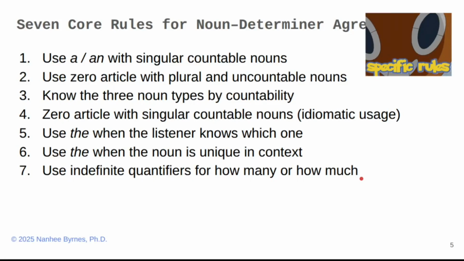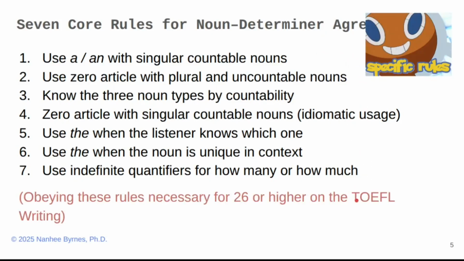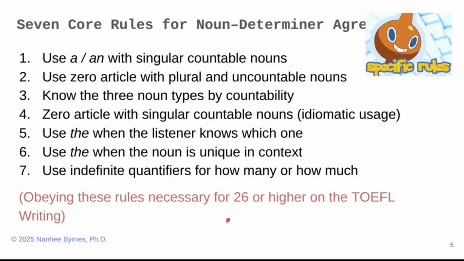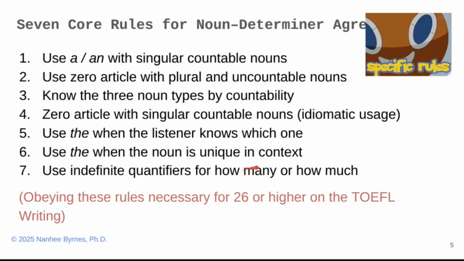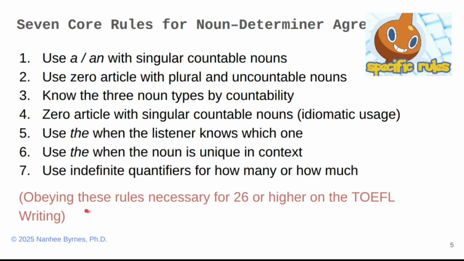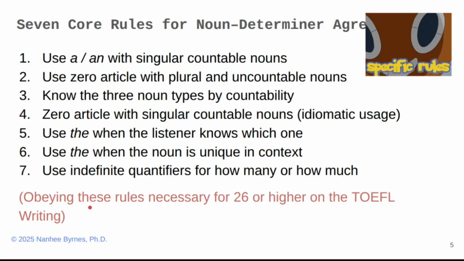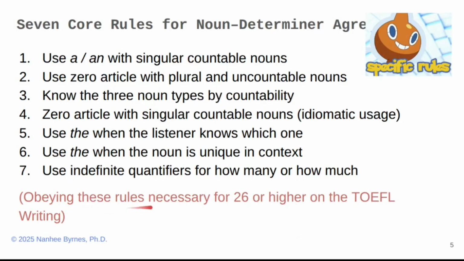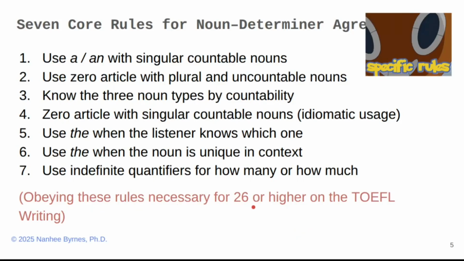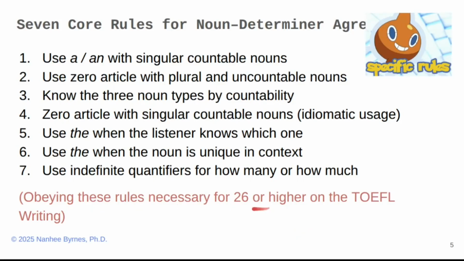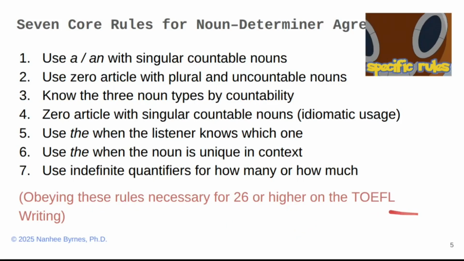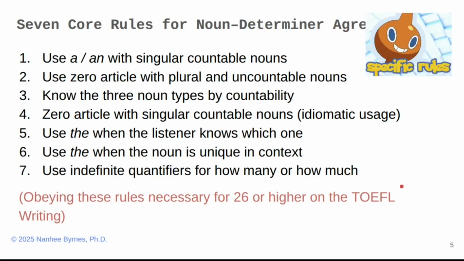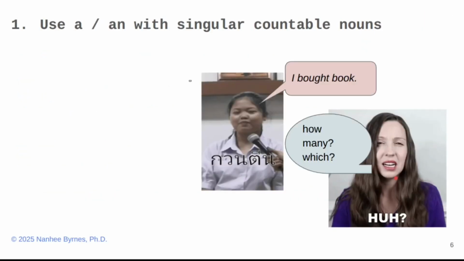By the end of this session, you'll understand not just what sounds correct in English, but why it's correct. And that's the real key to writing and speaking naturally. And remember, if you're aiming for a 26 or higher on the TOEFL, these aren't advanced rules, they're fundamentals. So mastering them isn't optional. It's essential. All right, let's begin with Rule 1. Using a or an with singular countable nouns when introducing something new.